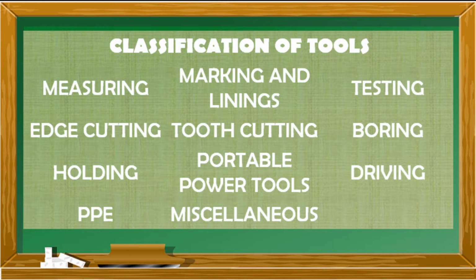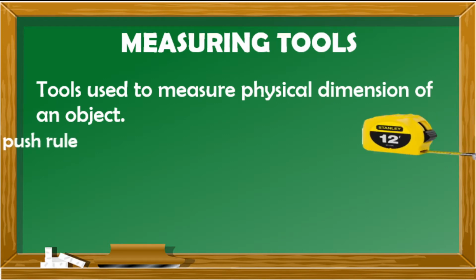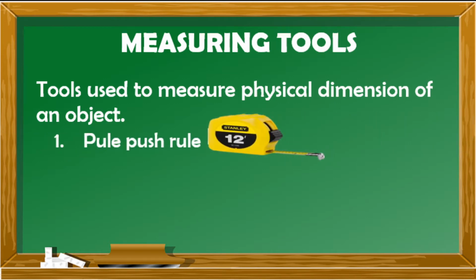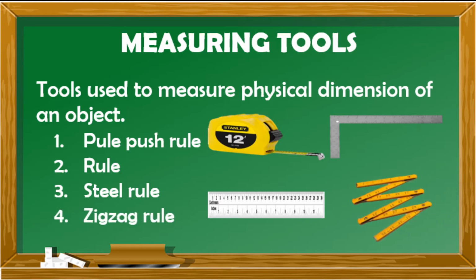Okay? So, now, let's start with measuring tools. Measuring tools are used to measure the physical dimension of an object. For measuring purposes, like a tool for taking measurements. So, our examples: we have the push-pull rule, we have the rule or ruler, then we have the steel square or steel rule, and we have the zigzag rule. So these are our measuring tools.